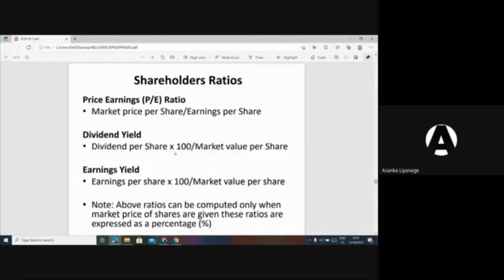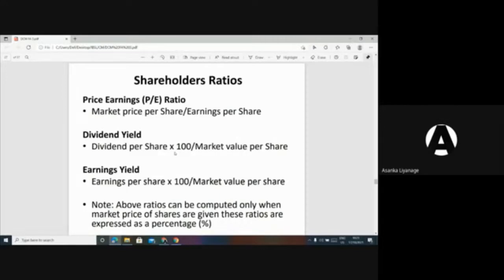Dividend yield is also the same like that. As against the market price of a share, what is your return? Dividend per share divided by market price per share into 100. What is your return against your investment in the market price by way of dividends? If the dividend yield is high, that is a good sign.